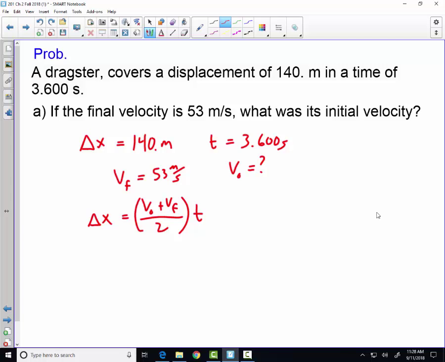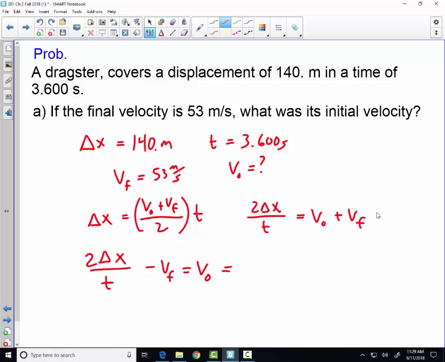So the first step I need to do is rewrite the equation so that I'll be able to solve for v initial. So I'm going to multiply both sides by 2, divide both sides by t. So I get 2 delta x divided by t equals v naught plus v final. So I got rid of the 2 and the t. Now I need to move the v final to the other side. So I'm going to get 2 delta x over t, and then minus v final is v naught.